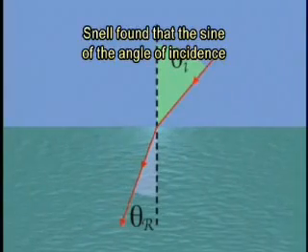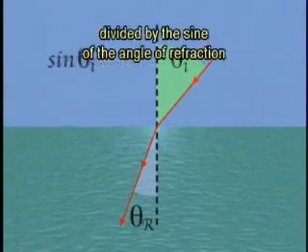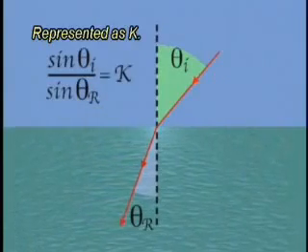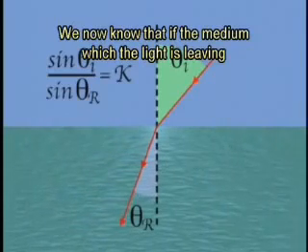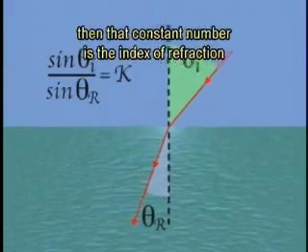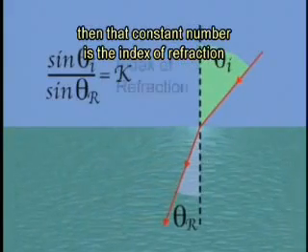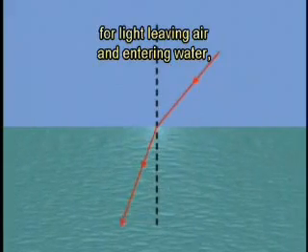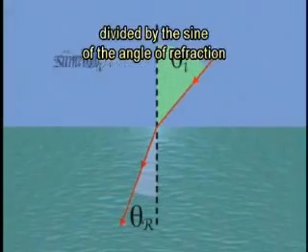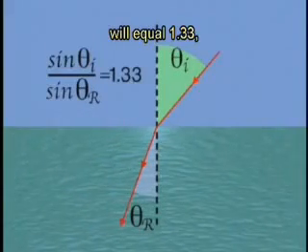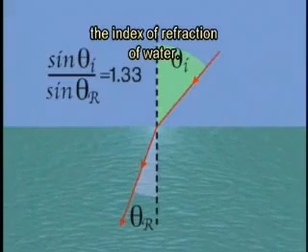Snell found that the sine of the angle of incidence divided by the sine of the angle of refraction is a constant number. We now know that if the medium which the light is leaving is either air or a vacuum, then that constant number is the index of refraction for the substance which light is entering. For example, for light leaving air and entering water, the sine of the angle of incidence divided by the sine of the angle of refraction will equal 1.33, the index of refraction of water.